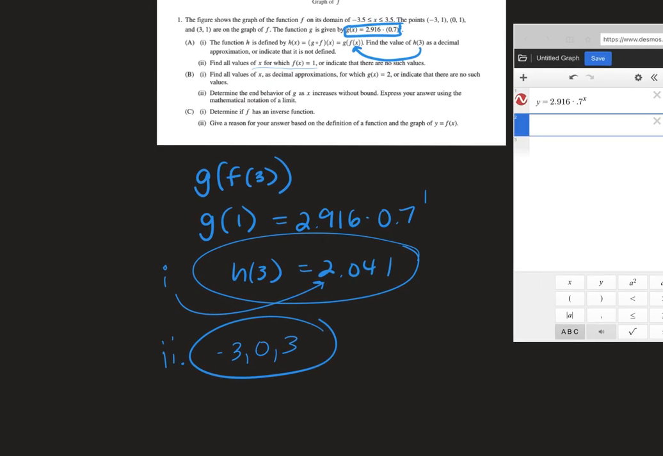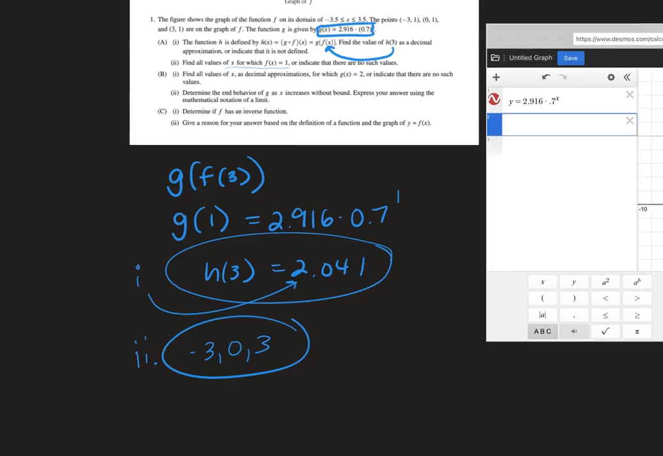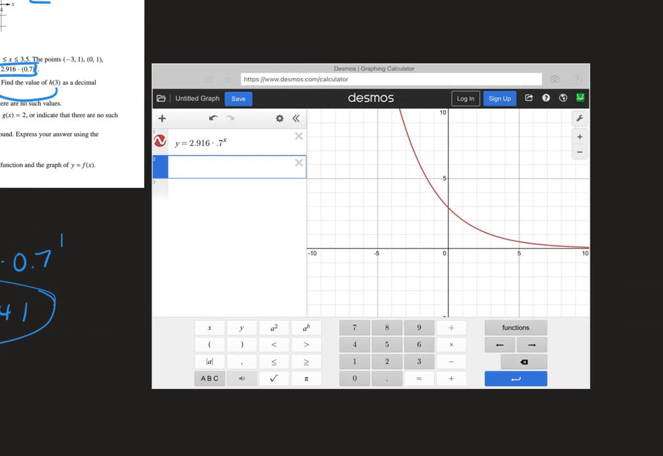BI says find all the values of x as decimal approximations for which g of x equals 2 or indicate that there's no such value. So now g is my exponential function, right? So I pulled it up on Desmos, but you could have done this on your handheld calculator. You could either set this equal to 2 and solve using logs, which we haven't reviewed yet. Eventually we'll get there.